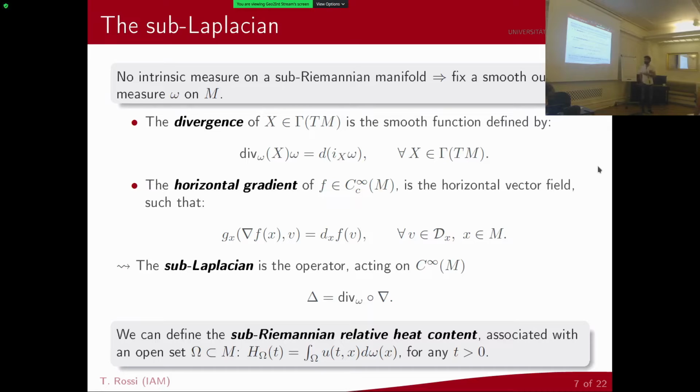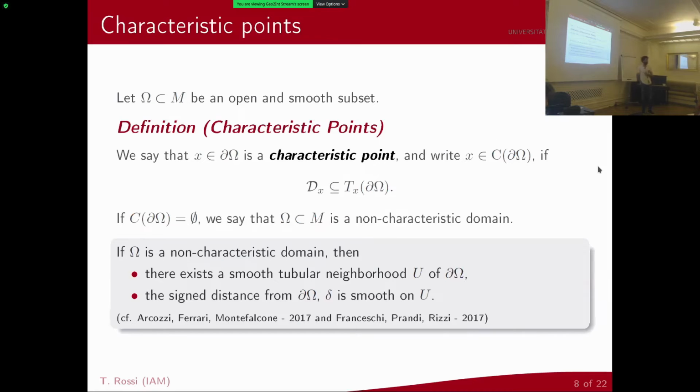And so, also in this setting, we can define the so-called sub-Riemannian relative heat content, which is the integral of u, but this time computed with respect to the measure small omega. So, as I mentioned at the beginning, the regularity assumption that Van den Berg and Gilkey had in the Riemannian case, of the boundary of omega to be smooth, is not enough in the sub-Riemannian setting to deduce an asymptotic expansion. And what we need in addition is that the boundary of omega shouldn't have characteristic points. So a characteristic point is defined as follows.